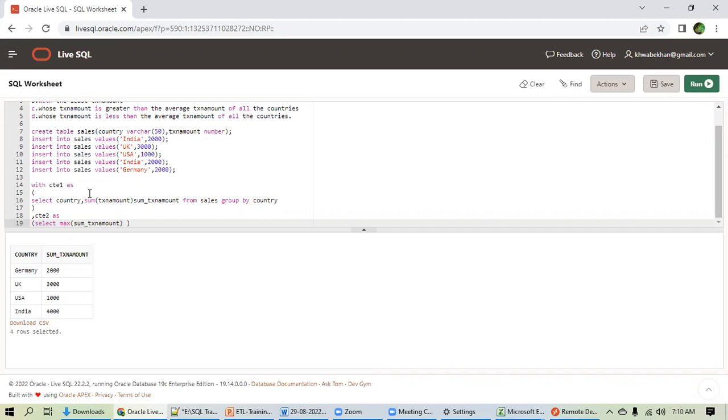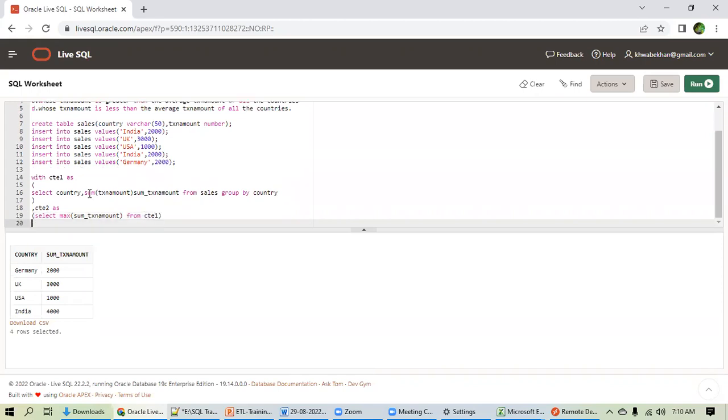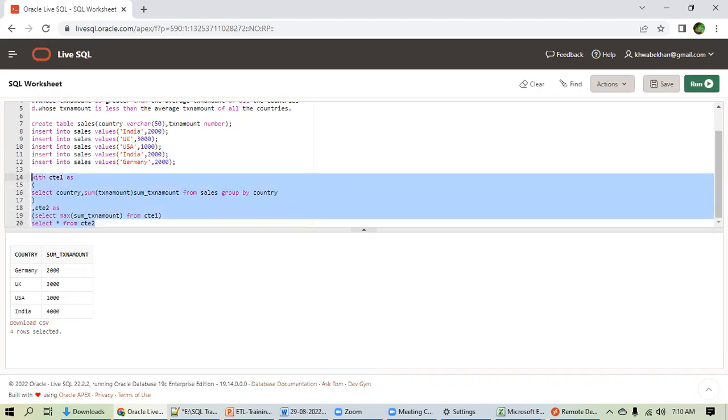So select maximum sum of transaction amount from which table? From CT1. Good. Now if I show you the output of this, let's start from CT2. It is telling that the maximum transaction amount is 4,000. This I got. After this, what should I do?